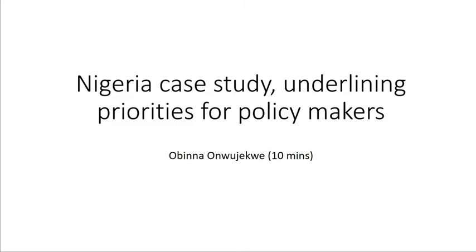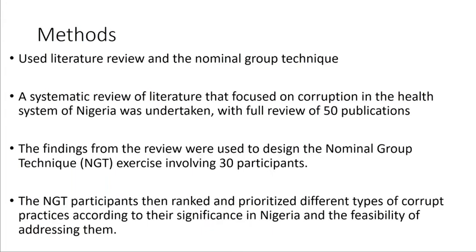I'll be talking on the Nigerian case study, understanding priorities for policymakers in corruption research and study. So, the second slide, on the methods. To undertake this study, we used a literature review and the nominal group technique. We first did a systematic review of literature, focusing on corruption in the health system in Nigeria. Then we fully reviewed 50 publications. And then we also undertook a nominal group technique with 30 participants.